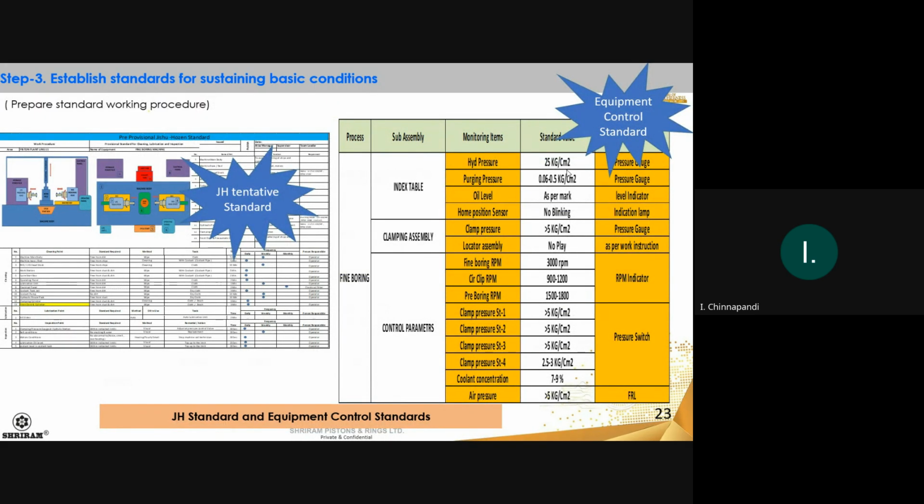And these are the checkpoints, standard checkpoints, which help the operator to maintain the machines. Basically, it's the pressure: how much, what should be the pressure, and what are the control parameters he has to maintain while operating the machine. Next.